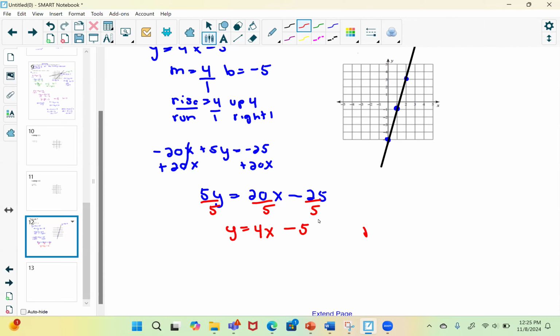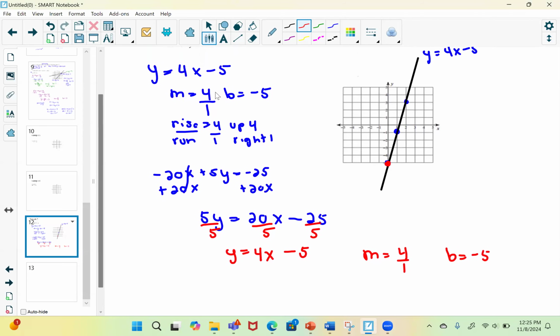Okay, so we're going to graph this again. M is 4 over 1. B is -5. Okay, so B, -5. It is the same y-intercept. Okay, and then my slope is 4 over 1. Okay, and notice my slope before was 4 over 1. So when I count it and I go up 4, right 1, I'm gonna get on the same line. If I do it again, up 4, right 1.